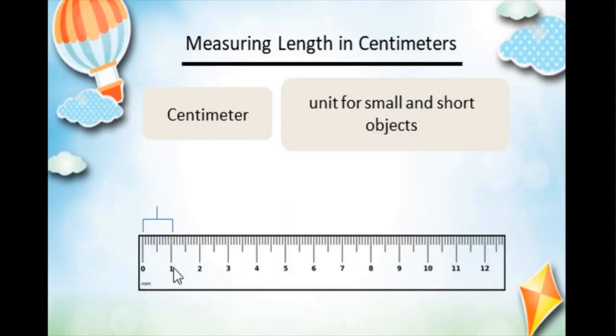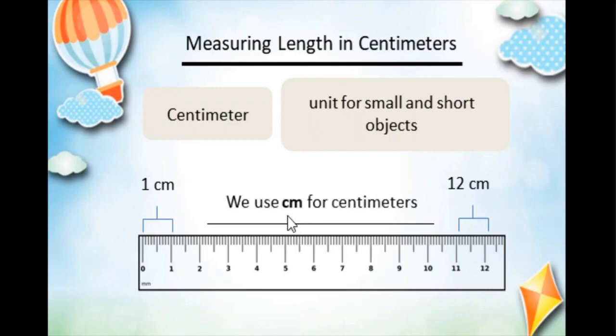0 to 1 is equal to 1 centimeter. And it goes a long way until it ends with 12. It's the 12th centimeter. Basically, one ruler has 12 centimeters. And for abbreviations, we use cm as a shortcut for centimeters. Example number 1.